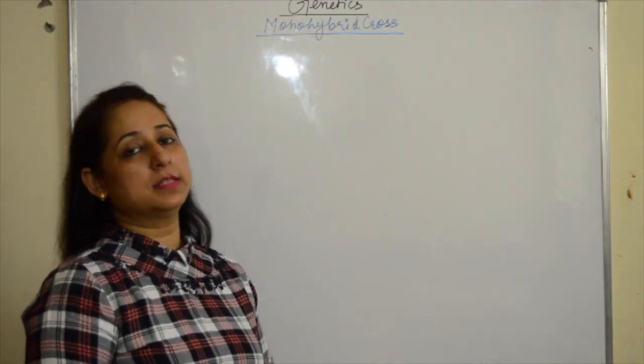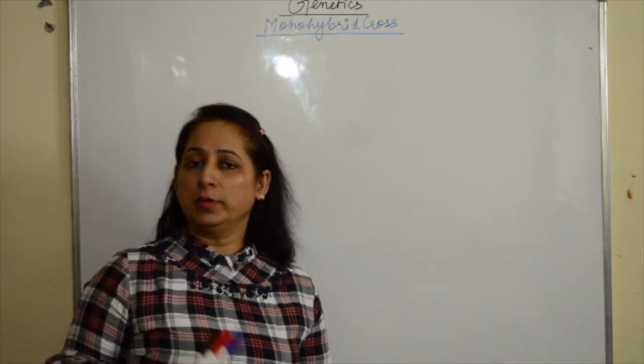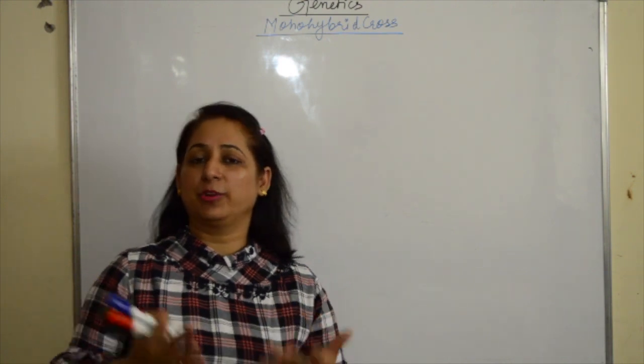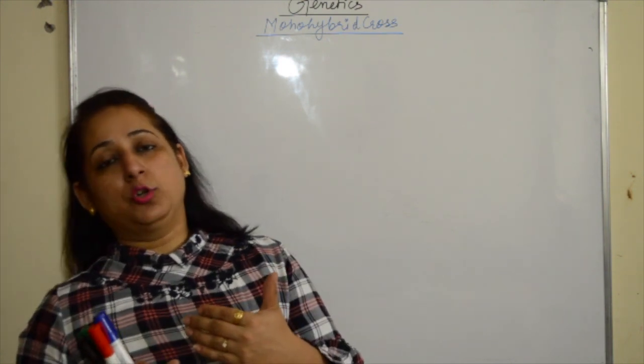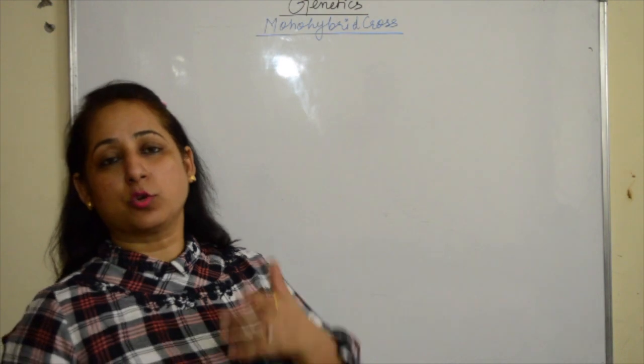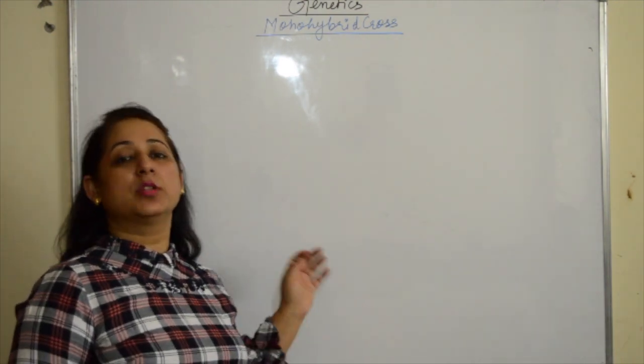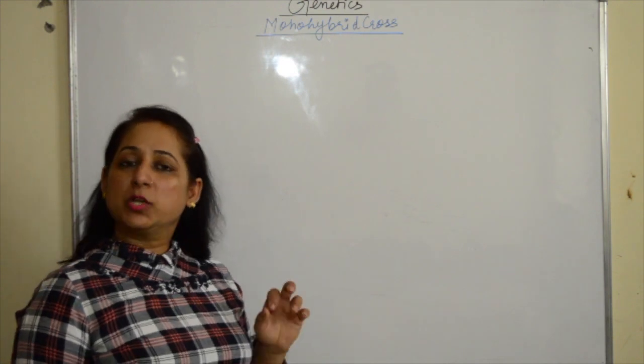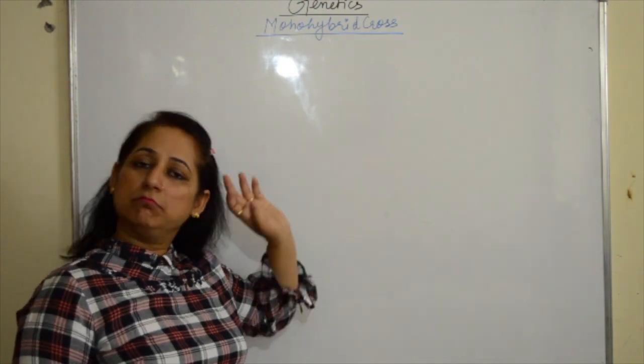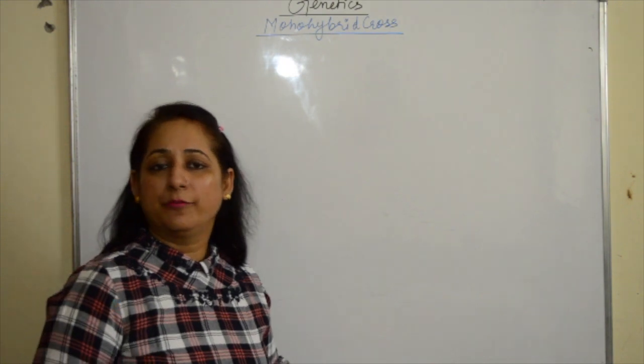Very important cross because one of the crosses, mono-di, is going to be there in your paper for sure. So for the mono-hybrid cross, chances are more of this cross to come in the paper. So please watch the video carefully till the end so that you know how to make a cross. Because this is a 5-mark question. Short 5-mark question for your paper.